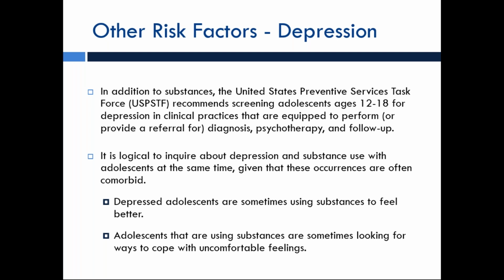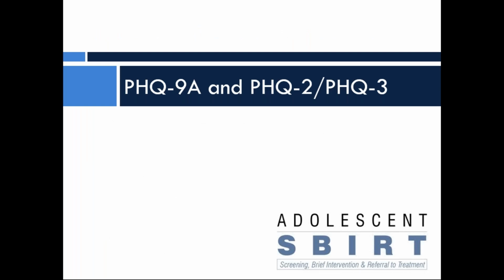So we know that integrating it, as you'll see in the next few slides, just requires another brief questionnaire, or a few brief questionnaires, that can easily be incorporated. It won't take too much additional time in the screening process. The first set of tools we're going to talk about is based on the PHQ-9, which is a commonly used screening tool for depression. We'll go over the PHQ-9A, which is an adolescent adaptation of the PHQ-9, as well as the PHQ-2 and 3, which can serve as pre-screeners for the full PHQ-9.